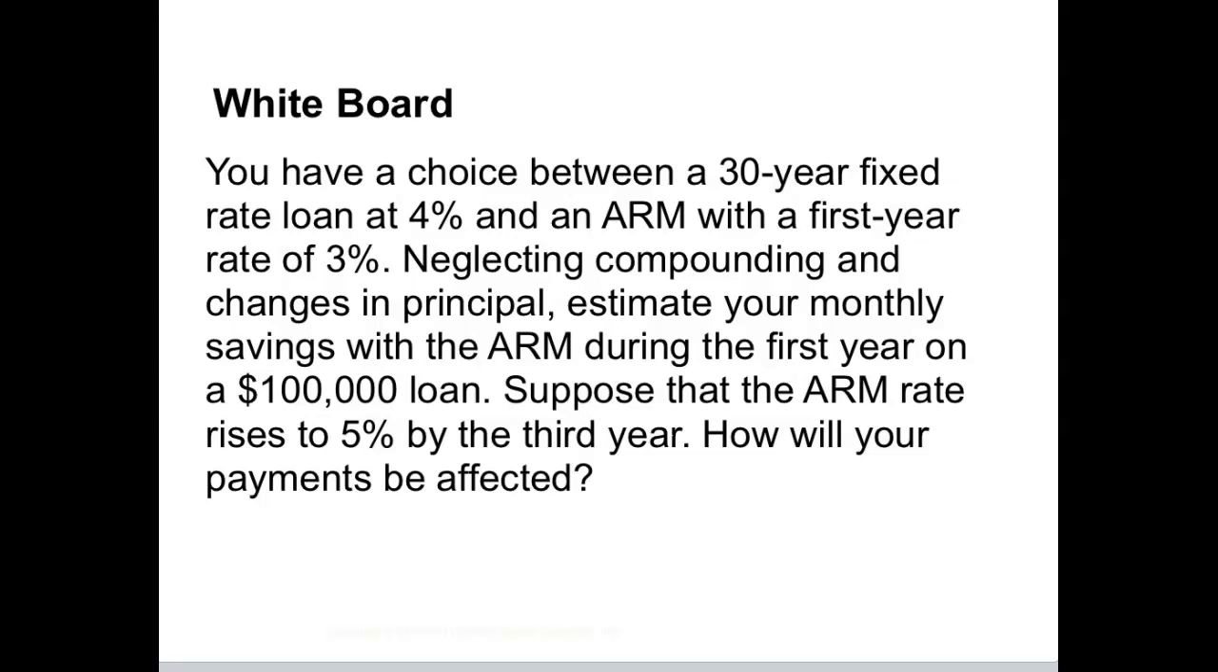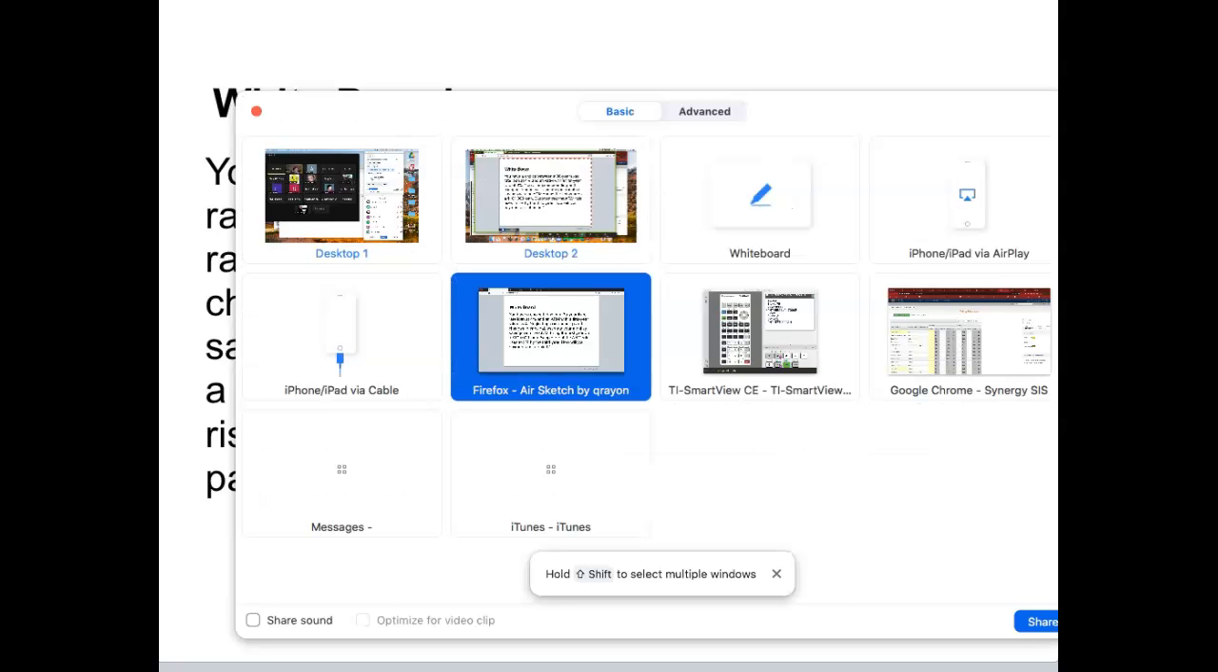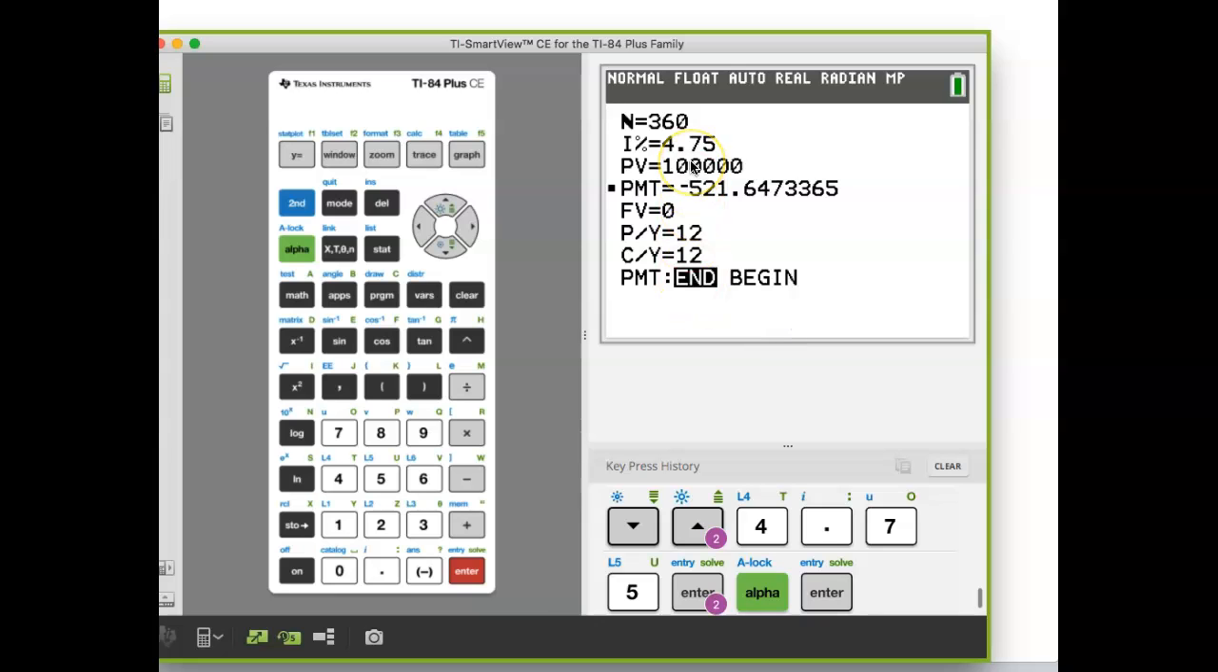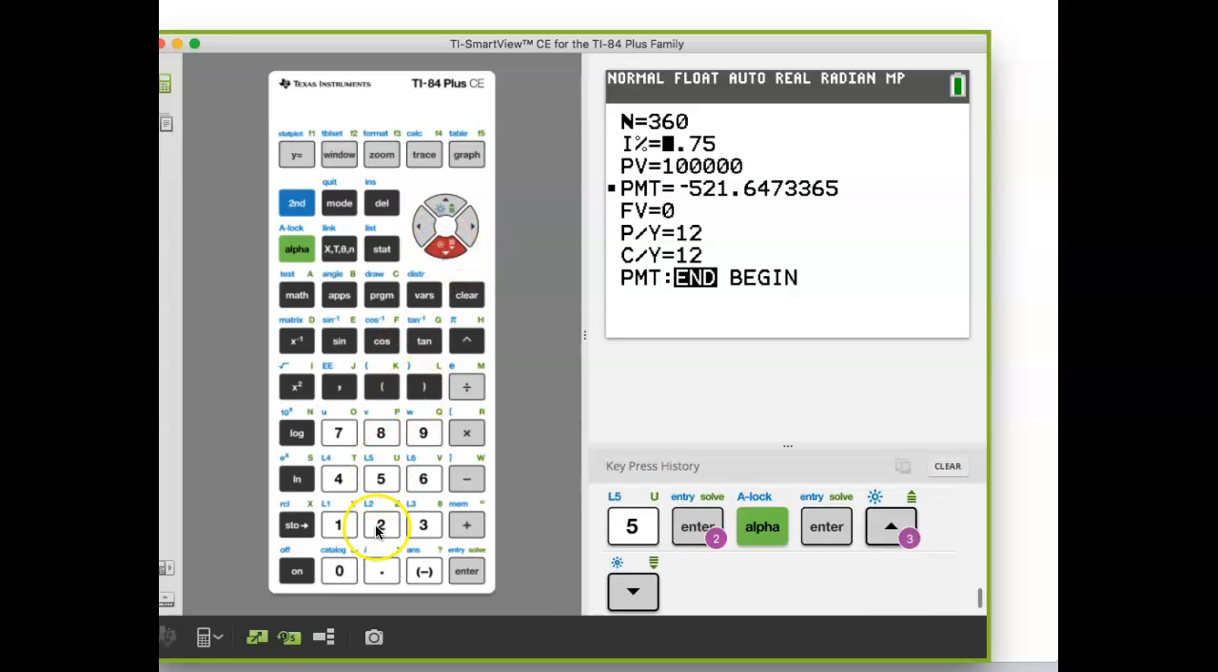So what I'm going to do is take a look at what our first year payment would be at a 4% loan and on a 3% loan. We'll just do that using TVM Solver. So it's a $100,000 loan. And this is a 30-year mortgage, so we're still making 360 payments. That's still 12 times 30. And let's say 4%. Want to pay it down to 0. Let's go ahead and do an alpha solve.